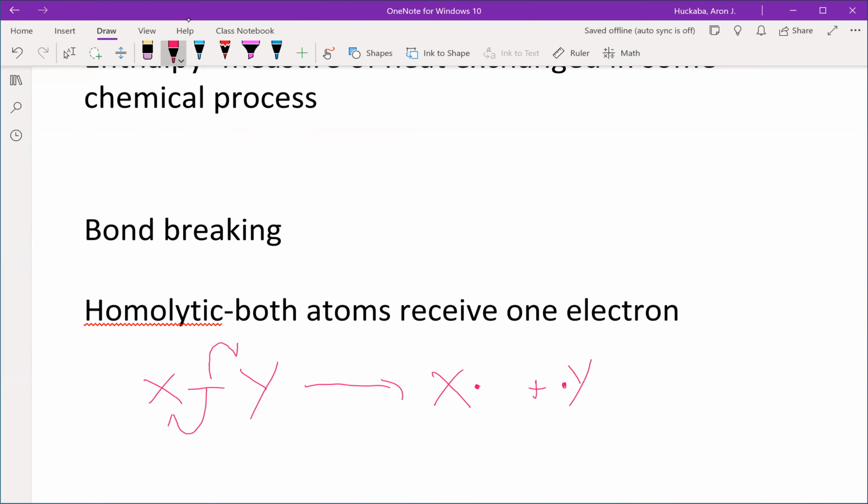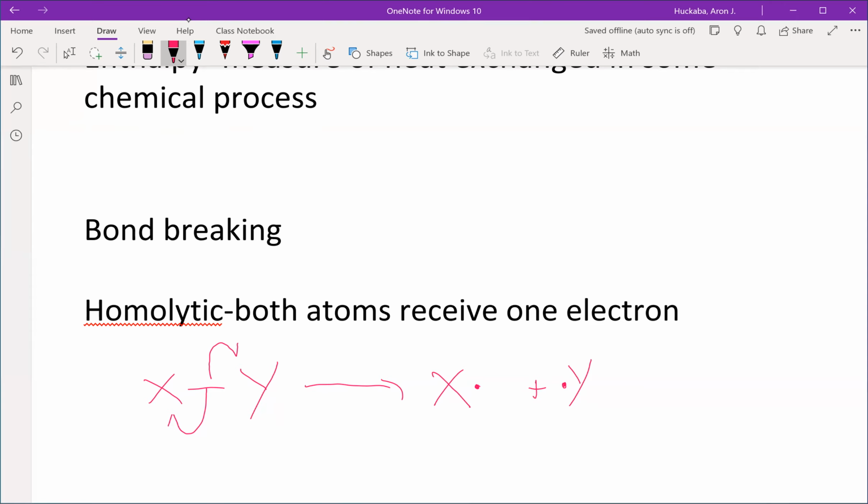These are called radicals. A single unpaired electron on an atom like this that's generated from a homolytic bond cleavage. This is called a radical atom, and radicals are very reactive in chemistry and can form bonds very easily with other atoms because that single electron really wants to be paired up with another.